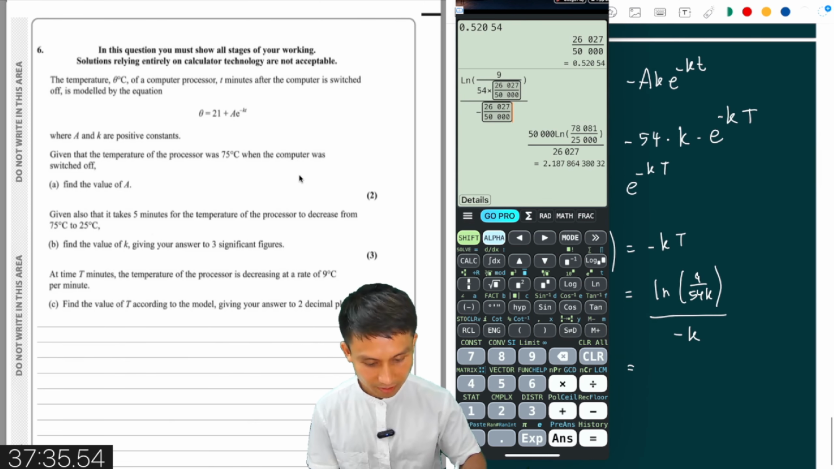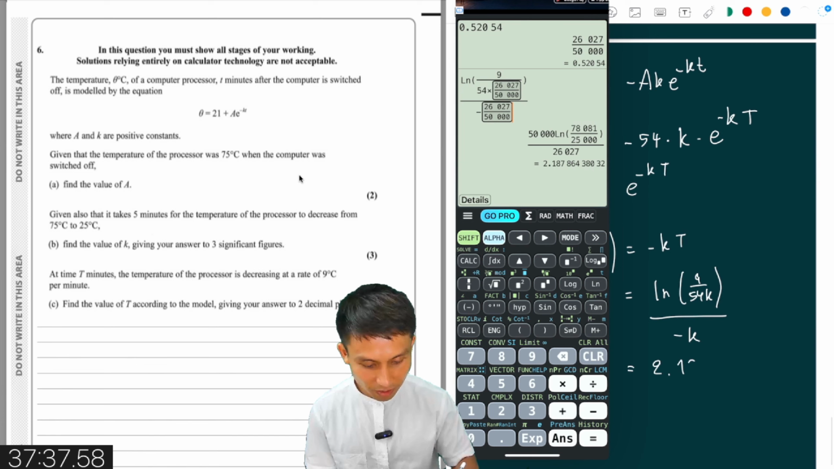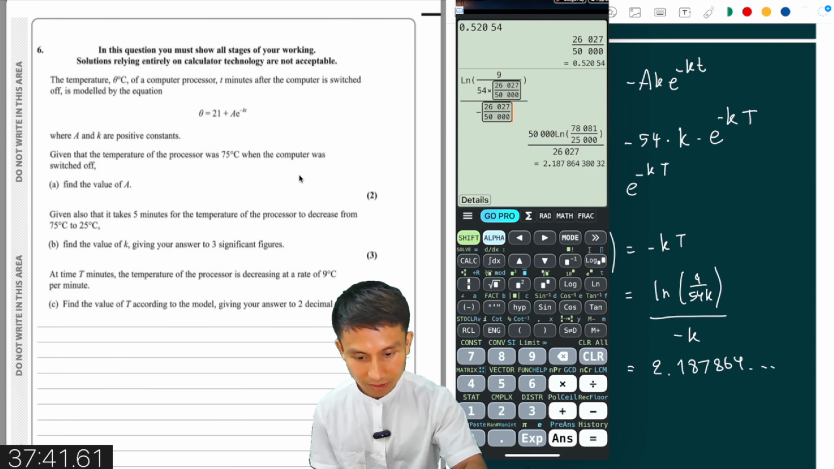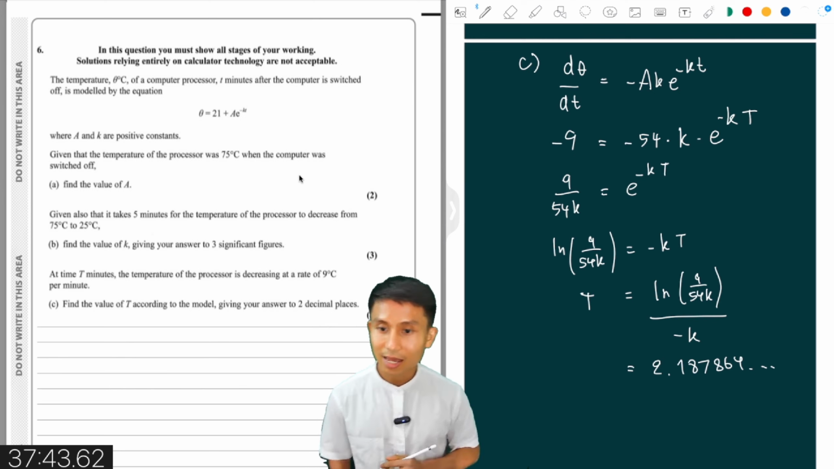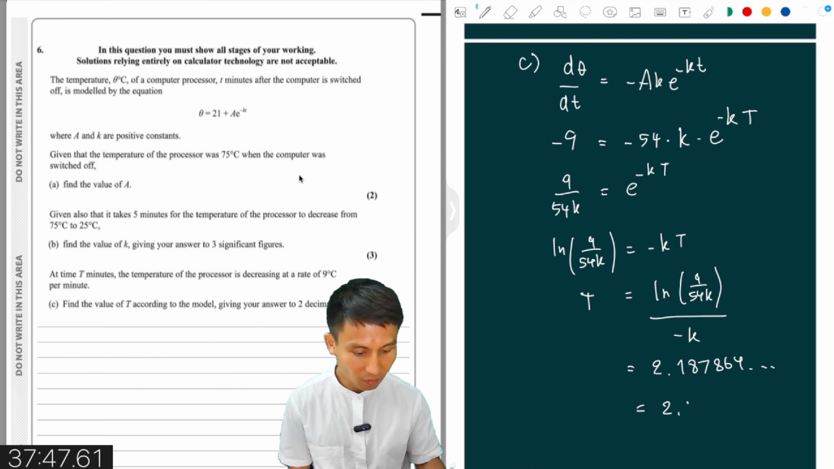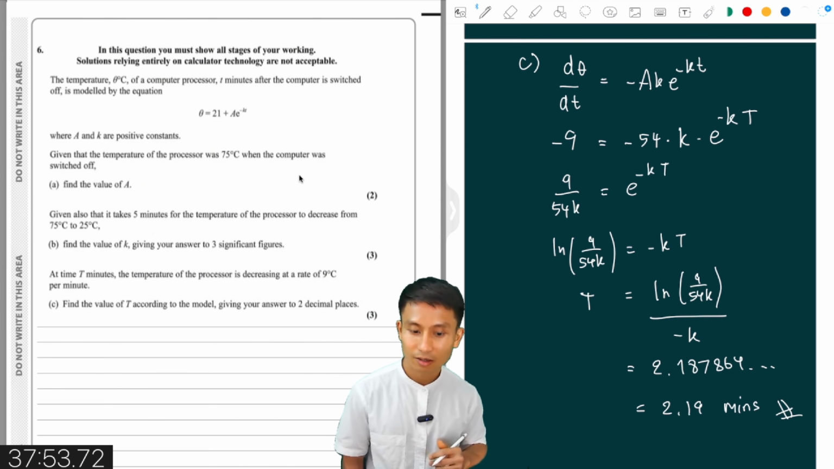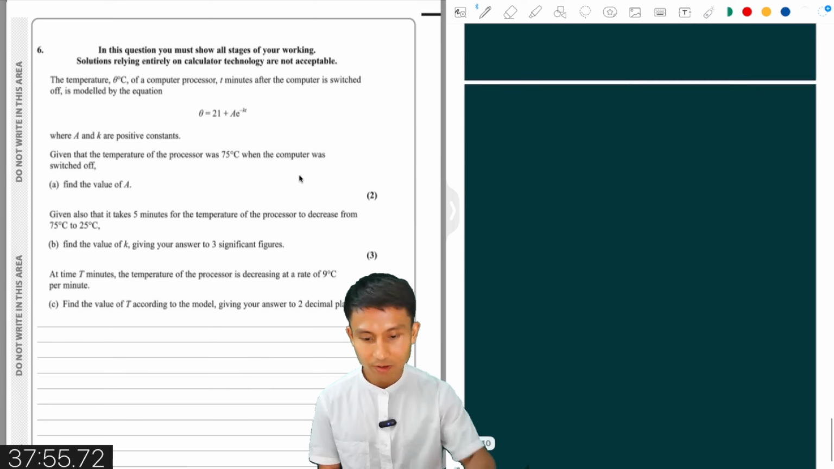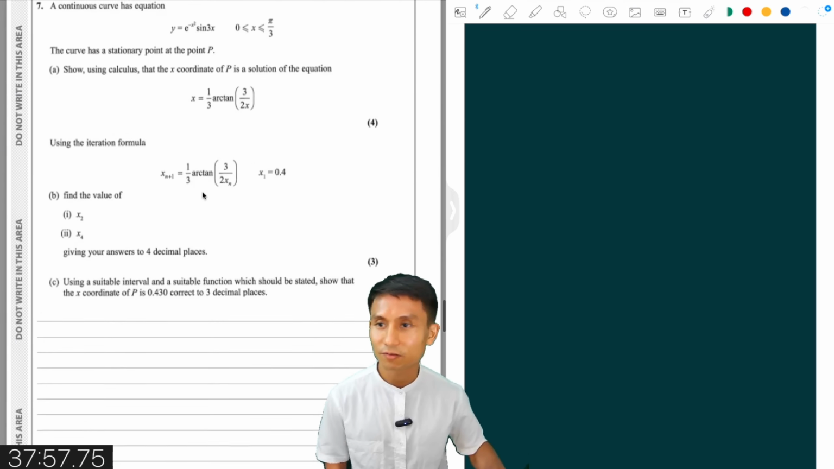Yeah. So I got 2.187864 and so on. And we want it to 2 decimal places. So that is 2.19 minutes. That's it. Okay, I think I'm happy with everything here. Let's do question 7.